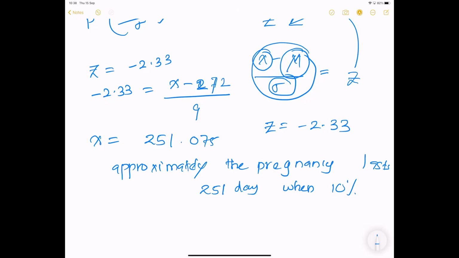The question number 8: find each of the following probabilities where Z is score from the standard normal distribution with the mean mu and standard deviation 1. They have given the standard normal values. We want to find the value.